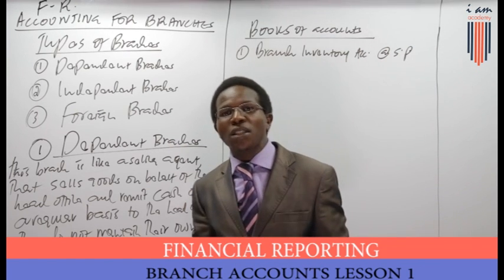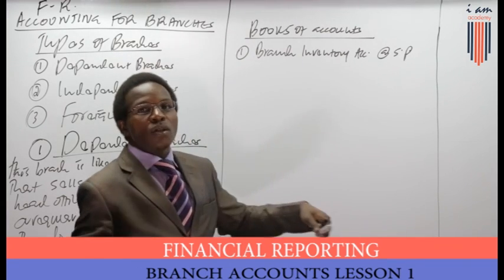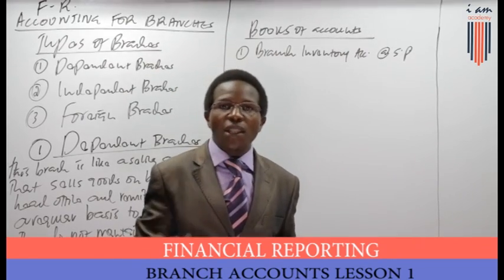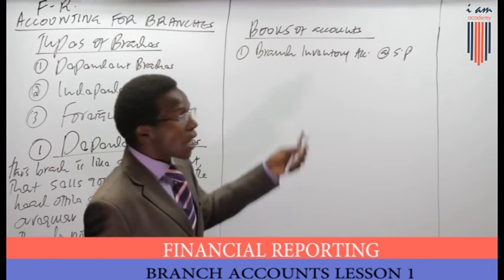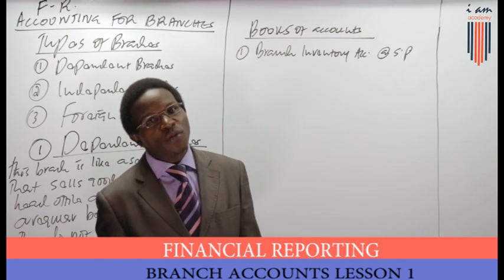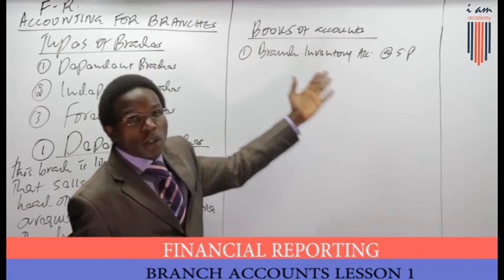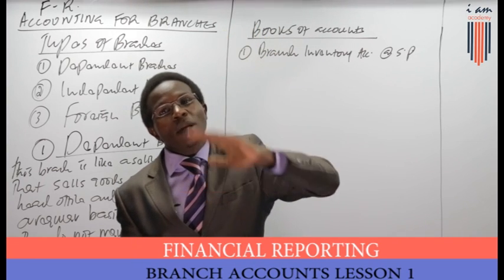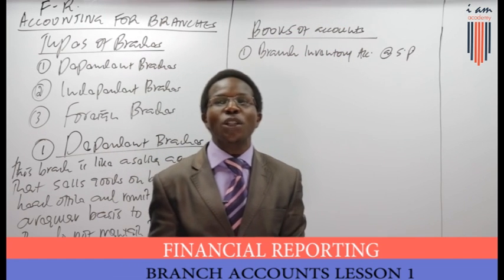Branch inventory account is a control account. This control account will be recognizing the goods that we are receiving from the head office and the goods that we are sending out or selling from the branch. So the inventory account is a control account, just to safeguard the inventory of the head office at the branch. This means that we are going to open a branch inventory account, and you will always debit the branch inventory account with all the goods that are being transferred to the branch.